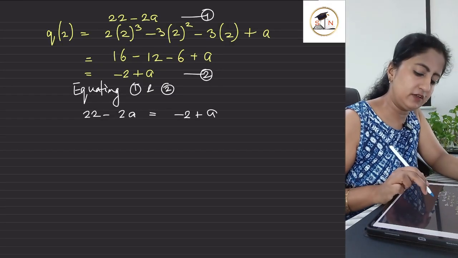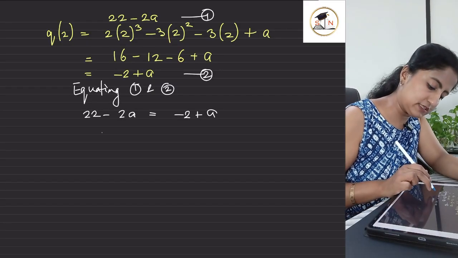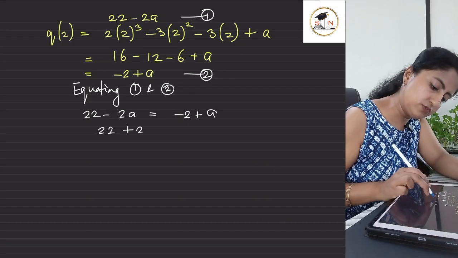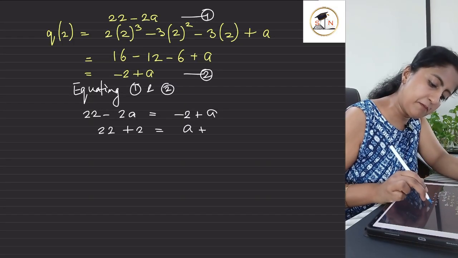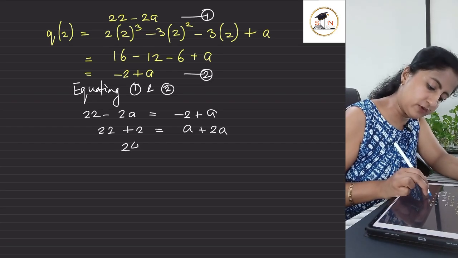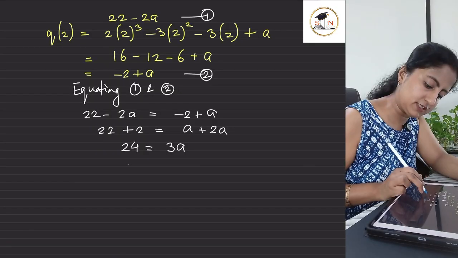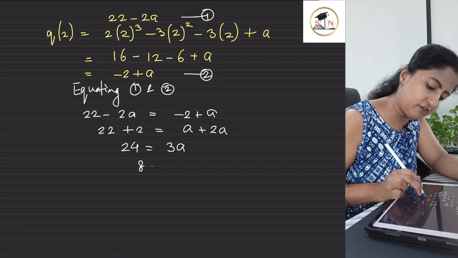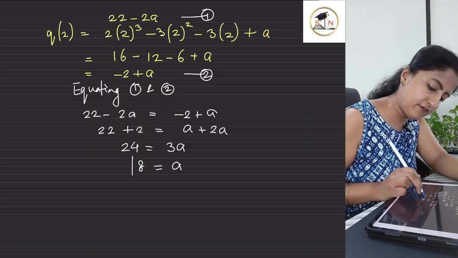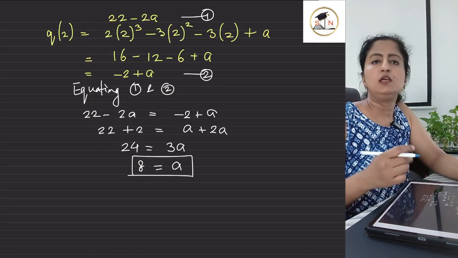Now what you can see, it is just a linear equation in a single variable. So we'll start solving it. It becomes 22 plus 2 equals a plus 2a. I have transposed. So this becomes 24 equals 3a. Now, dividing by 3 on the other side leaves me with the value of 8. 24 divided by 3 is 8. And hence, we have got the final answer: a is 8.